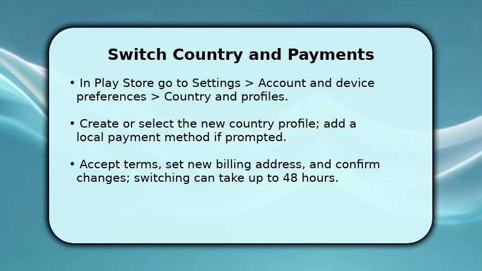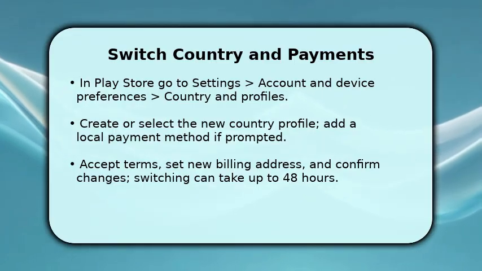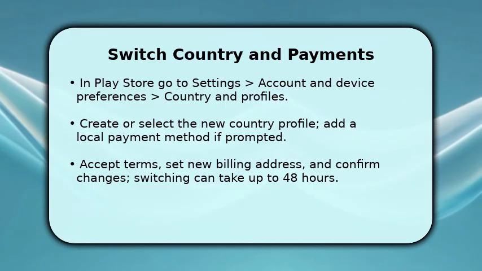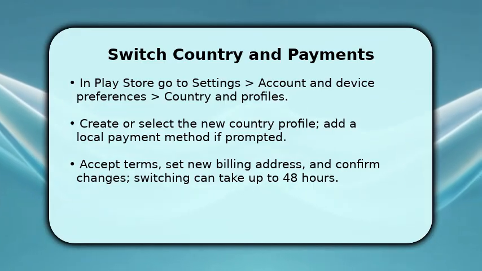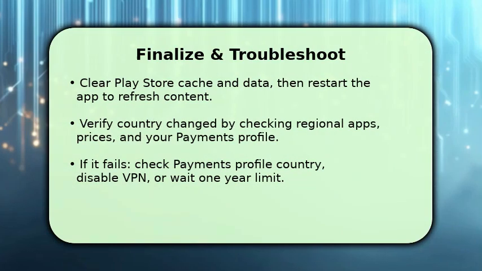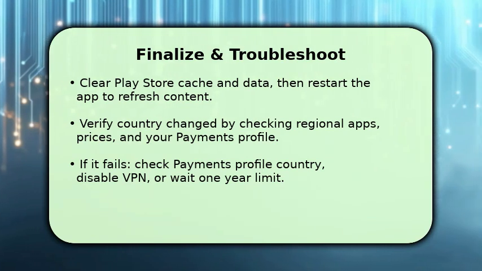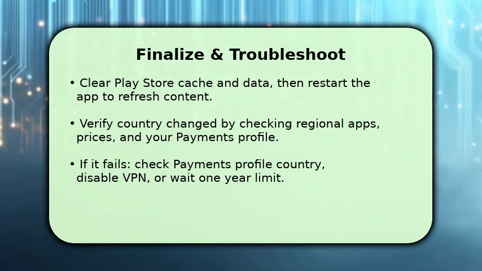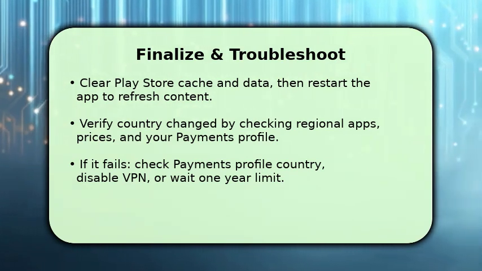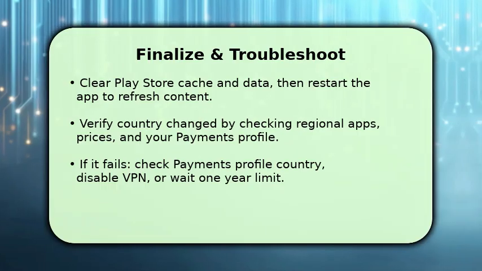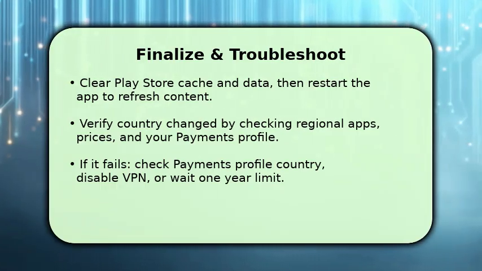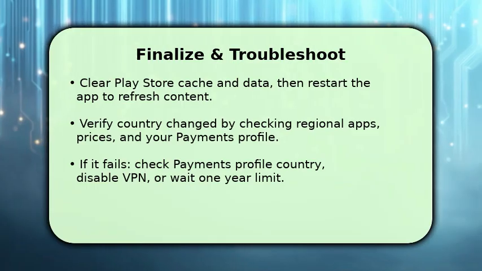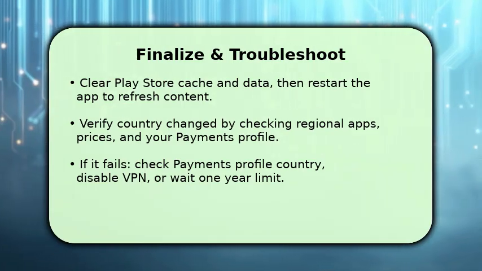Note that Google may take time to propagate the update, often immediate, but sometimes up to 48 hours. So wait briefly before testing. Finish by clearing the Play Store's cache and data in your device settings, then relaunch the app so it pulls the new country's catalog. Verify the change by viewing region-specific apps and prices, and by inspecting your Google Payments profile to confirm the billing country.